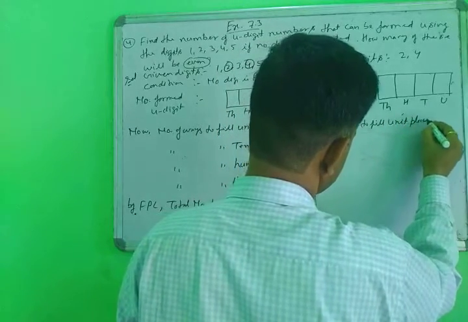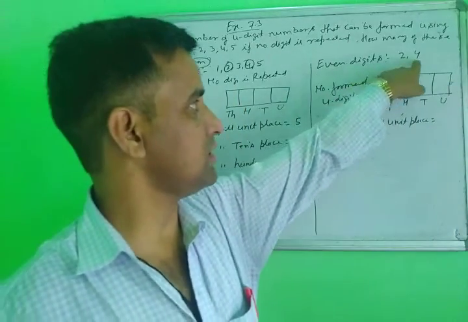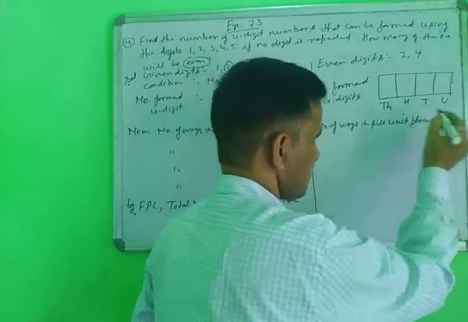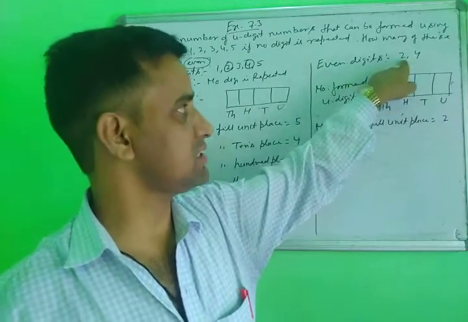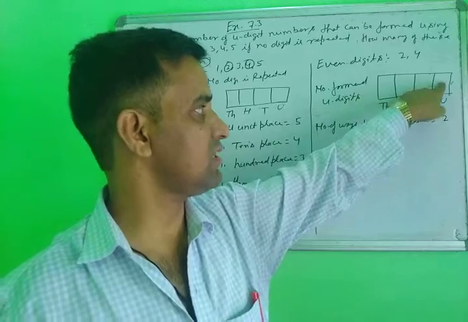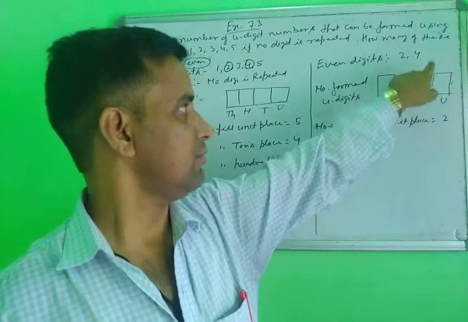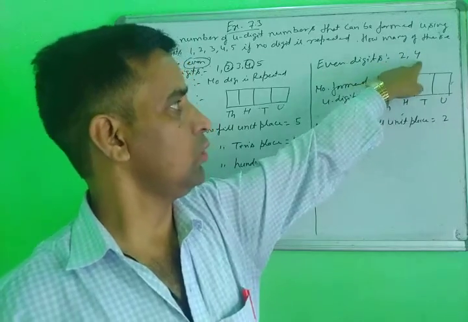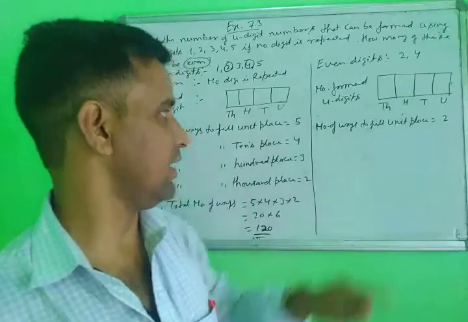How many ways here? Because you have only 2 even digits, only 2 ways. You can fill this place in 2 ways, not 3, not 4, not 5. Because there are only 2 even digits, you can fill the unit place in only 2 ways.